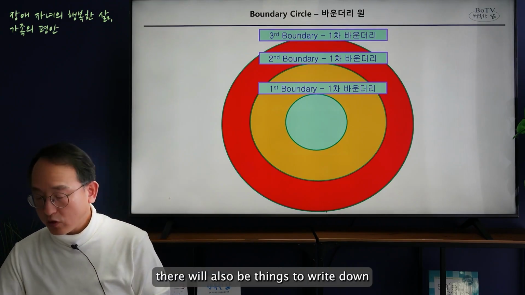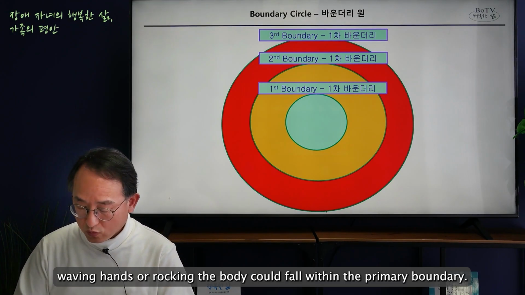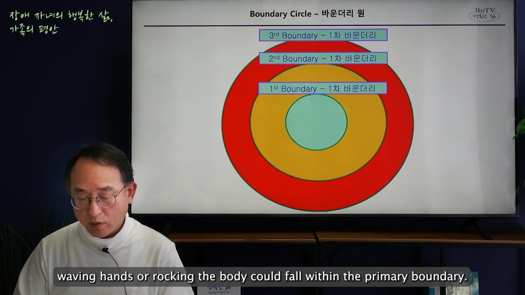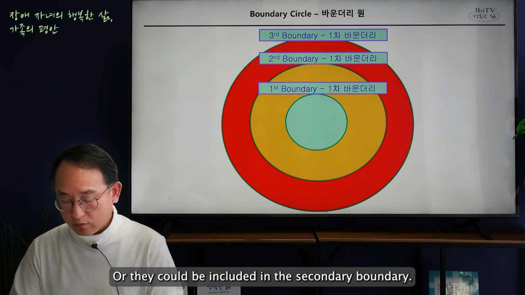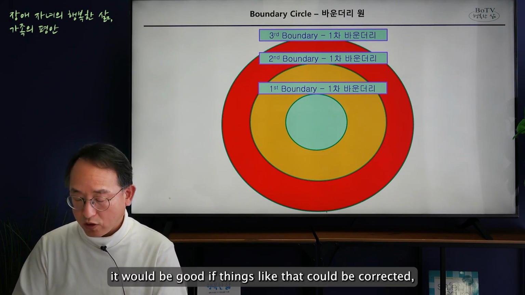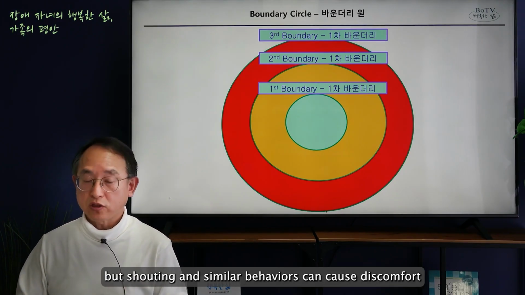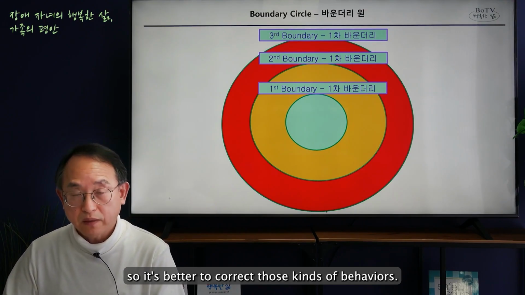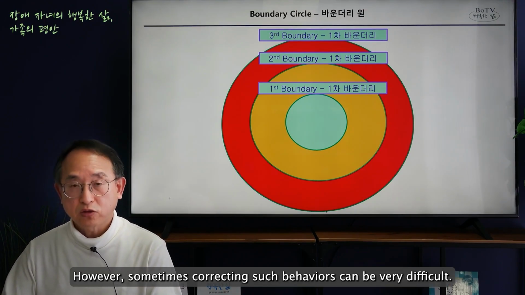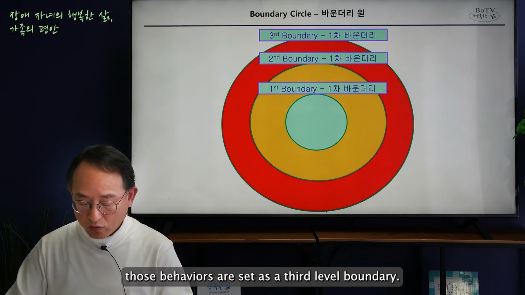After that, there will also be things to write down in the secondary boundary. For example, waving hands or rocking the body could fall within the primary boundary, or they could be included in the secondary boundary. Next, things like shouting. It would be good if things like that could be corrected, but shouting and similar behaviors can cause discomfort to people around them. So it's better to correct those kinds of behaviors. However, sometimes correcting such behaviors can be very difficult. In that case, those behaviors are set as a third level boundary.